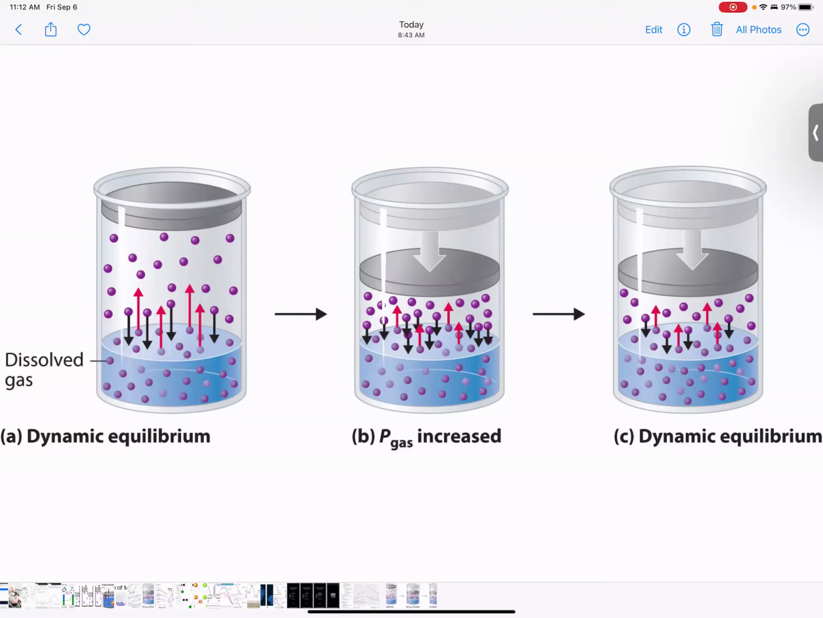Now, one way we can get gas molecules to dissolve in water, which is how carbonated beverages are made, is to put them under pressure. So here you have a diagram. You have some gas that resides above the liquid level. Under whatever this pressure is, some of that gas has been dissolved into the liquid.